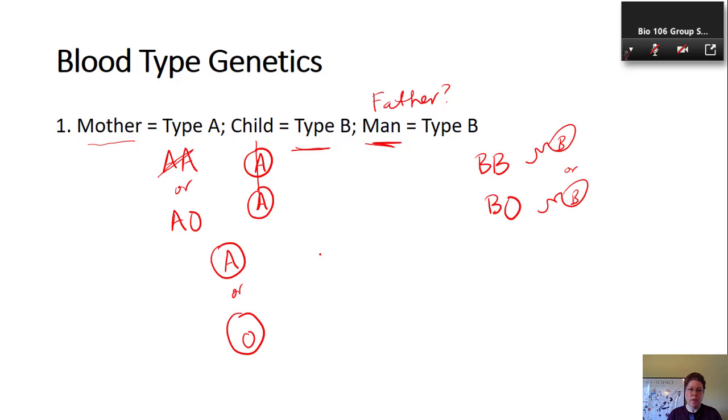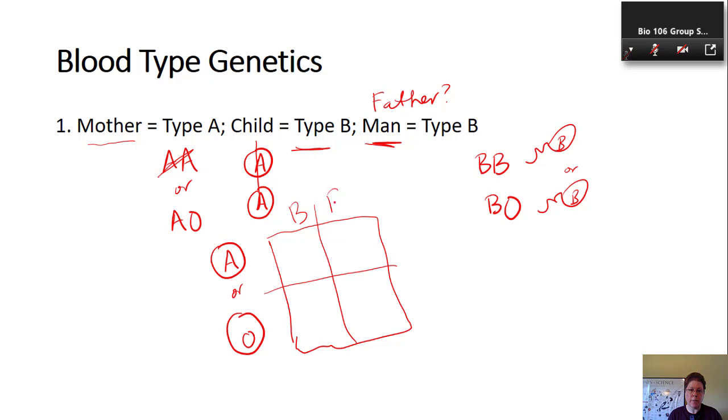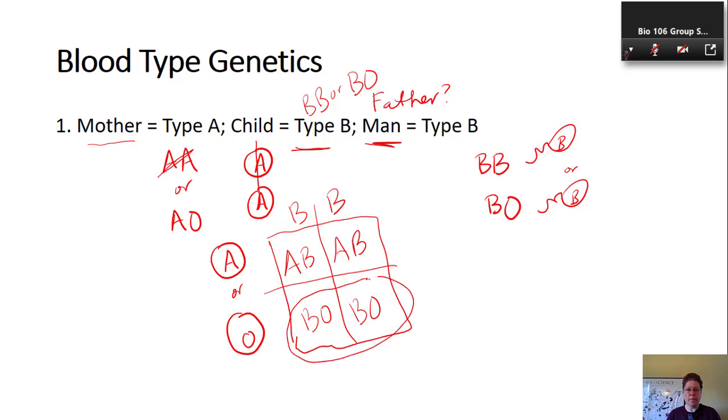So let's try that. All right, if we make a Punnett square, this is really hard to do, and we have big B, well, we'd have AB, BO, and BO. All right, so the child is either AB or BO. So looking at this, are any of these BO? Yeah, half of them. All right, so this could definitely be the father of this child, and this could definitely be the mother of this child.